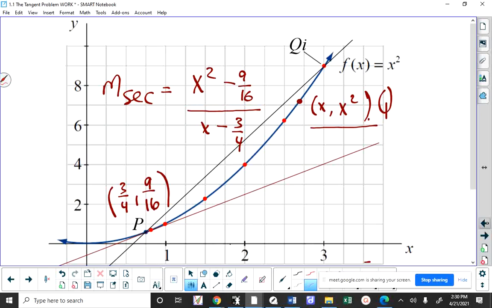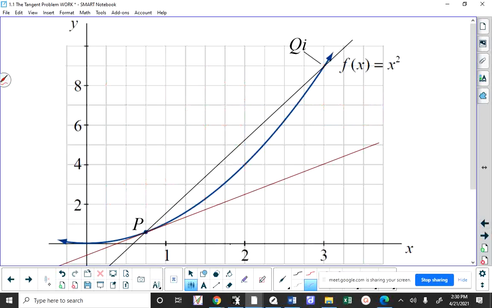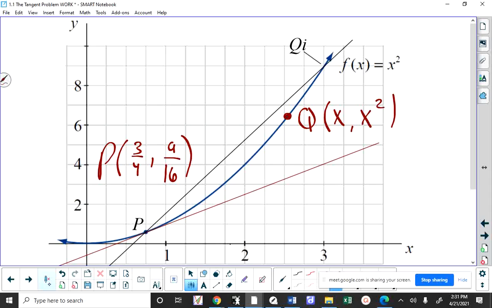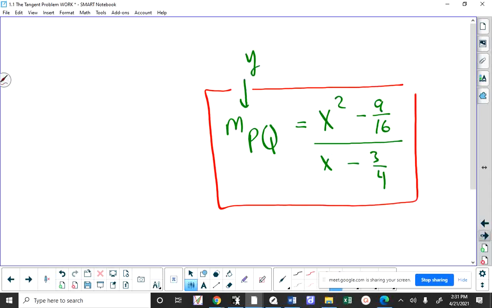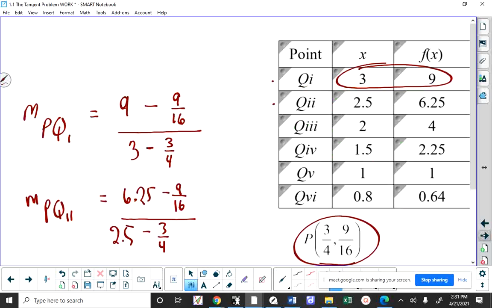Once again, from the top, since Q bounces around from place to place, it has no defined ordered pair. Wherever it is, that is the pair of numbers that you would use to find the slope of the secant. P, on the other hand, is at 3/4, 9/16. So if you take y minus y over x minus x, you get that. Okay.